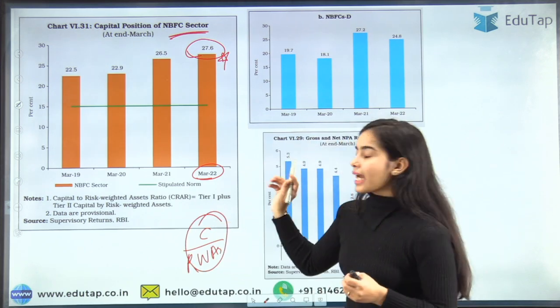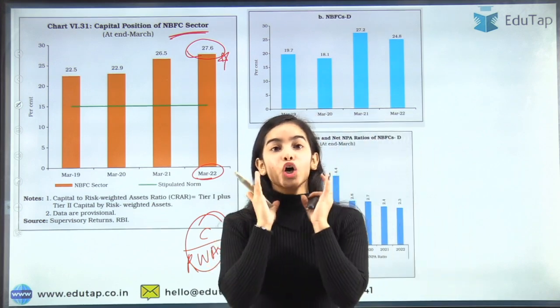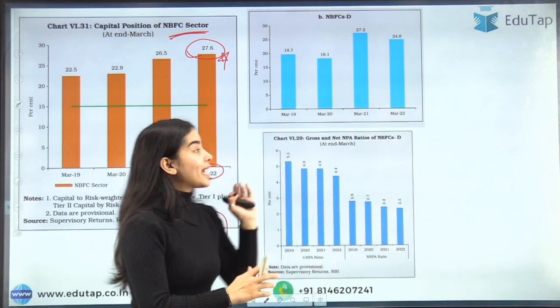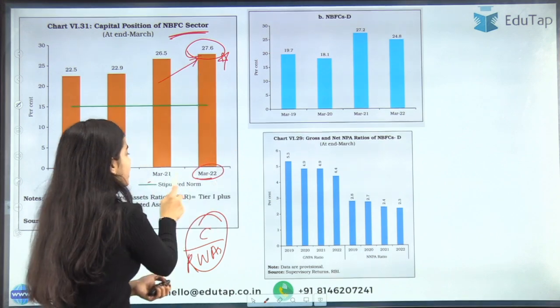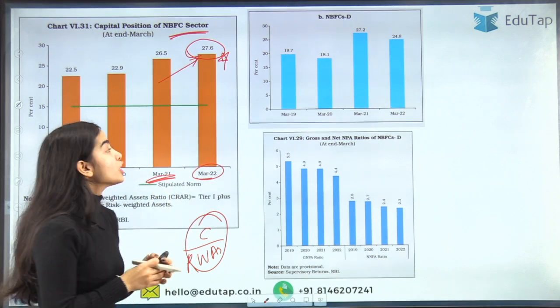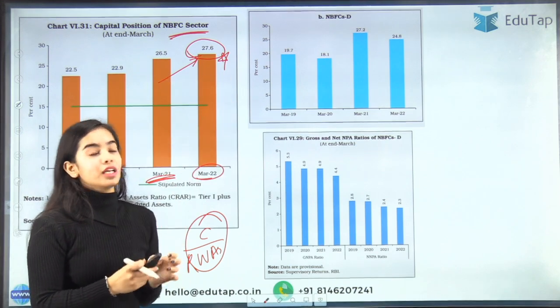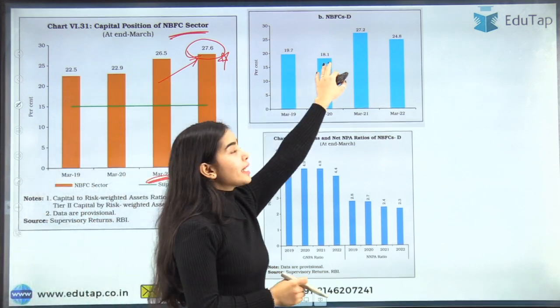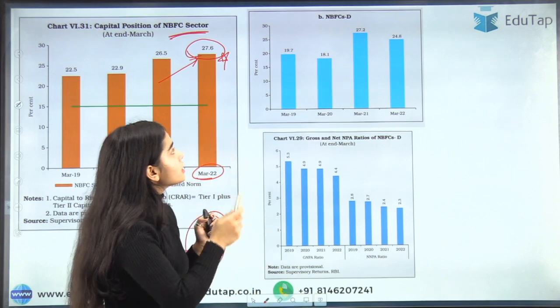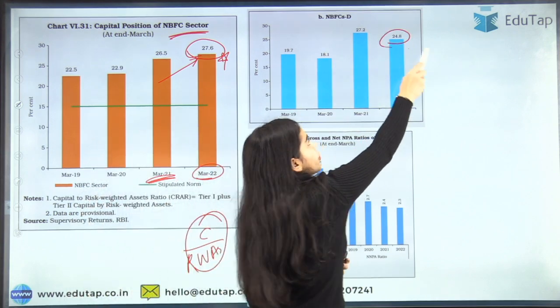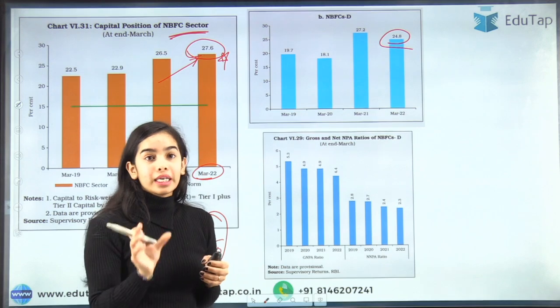So you can understand that the NBFCs were keeping good capital buffers, and this is higher than the previous financial year. So you can understand that they have actually improved their capital buffers. If you see the deposit-taking NBFCs, the CRAR they were maintaining is 24.8%. That is also a good number.